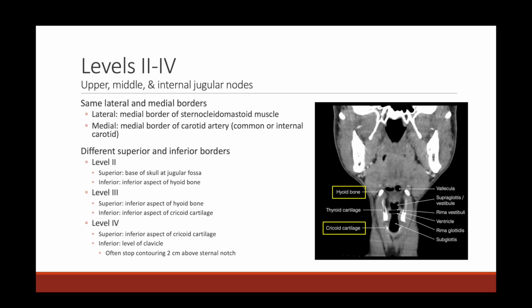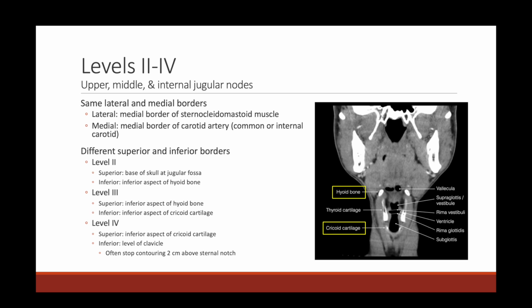Oftentimes, unless level 4 is involved and we're worried about lower level 4 involvement, when we're just covering level 4 electively, we're going to stop contouring about 2 centimeters above the sternal notch. So just remember, levels 2, 3, and 4 are the internal jugular nodes. They all sit medial to the sternocleidomastoid muscle, and level 2 goes from the base of the skull to the bottom of the hyoid. Level 3 goes from the bottom of the hyoid to the bottom of the cricoid, and then level 4 is from the bottom of the cricoid down to the clavicle and sternum, but in reality, we often stop contouring about 2 centimeters above the sternal notch.